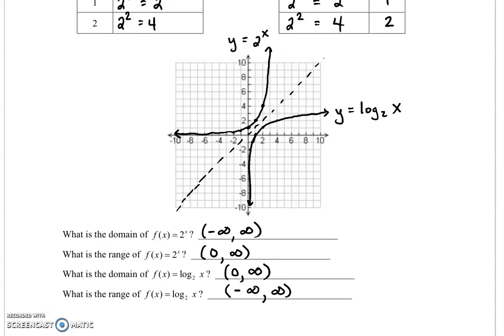So what you should notice here is that the domain of 2 to the x is the same as the range of log base 2 of x. And vice versa. The range of 2 to the x is the same as the domain of log base 2 of x.